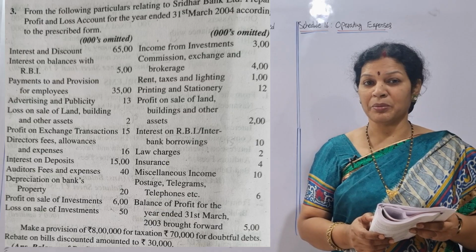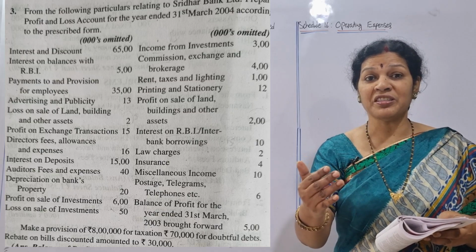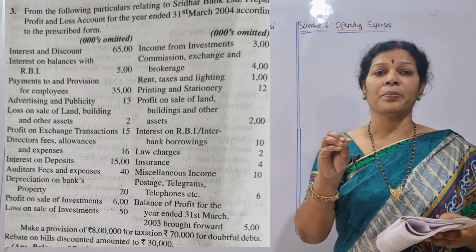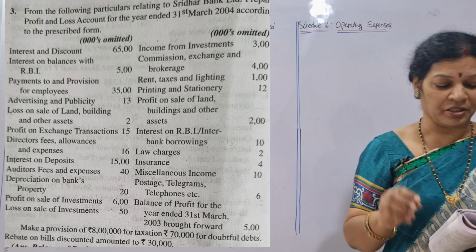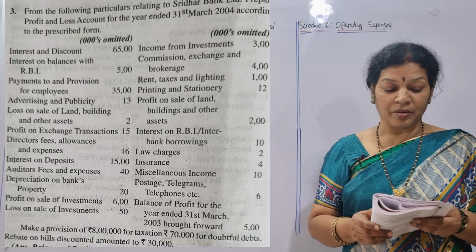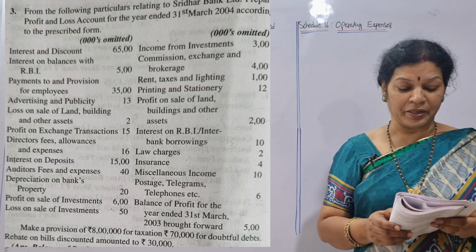This is schedule number 16. Payment provisions employee. Anything is paid related to the employees. This is operating expenses. Okay, 16. Schedule number 16. Advertising and publicity is also 16. Then loss on sale of land and building.